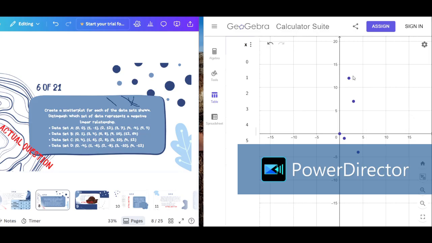Okay, so you can see from this that this is not linear right from the get-go because there's not a straight line. So this one is obviously not your answer, but you need to do the same process for data sets B, C, and D, and then figure out which one is a negative linear relationship.